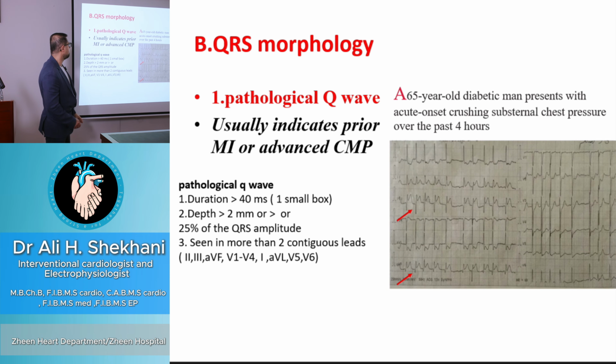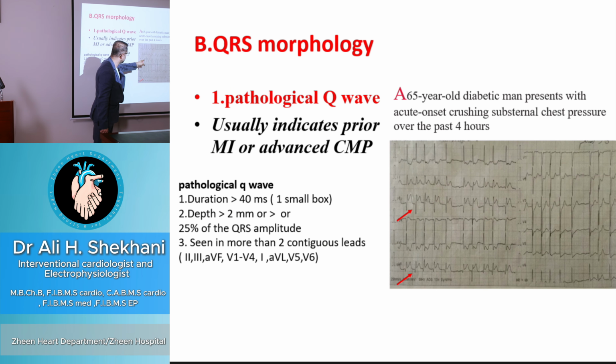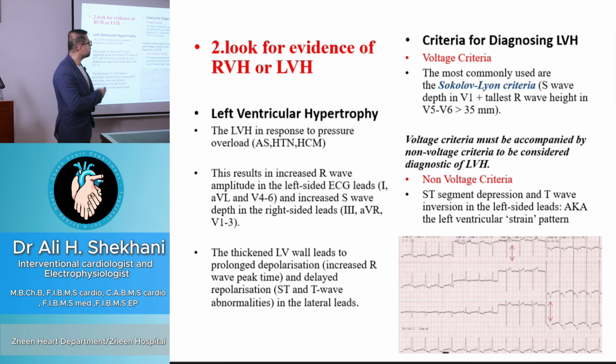What is the definition of pathological Q wave? It should be more than 40 milliseconds wide and more than 2 millimeters deep, as in here, or simply if it is more than 25% of the QRS length.